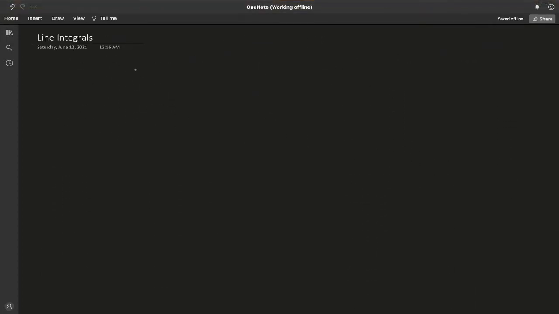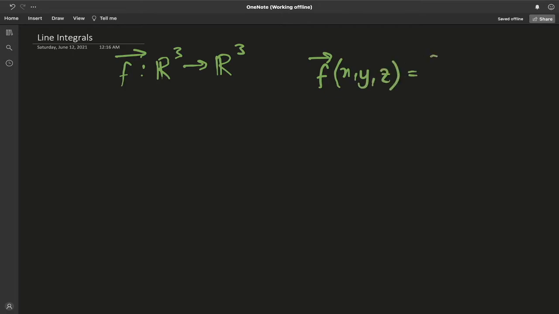Okay, so how about we take a vector field now. It takes points in R3 to points in R3. Something that looks like this, say f of x, y, z is equal to f1, f2, f3.